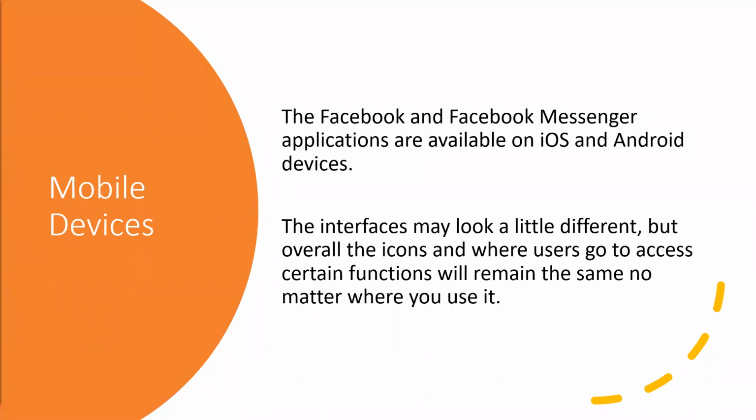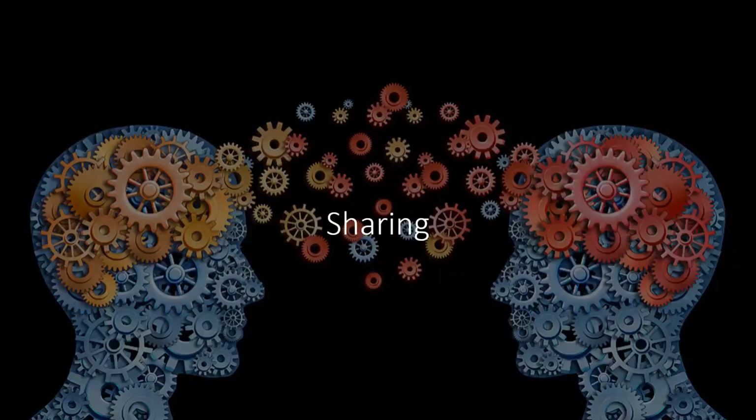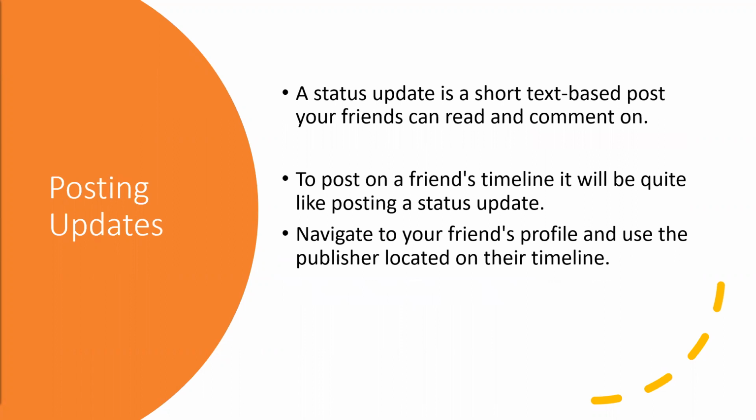All right, moving on to sharing. There are so many different ways that you can share on Facebook. So probably the oldest way of sharing on Facebook, that has been around for the past, I don't know, 15 years or as long as Facebook has, is posting updates. Now, a status update is a short, usually text-based post that your friends can read and comment on. When you post a status update, you just click in the text field of the publisher to post it, and it'll appear on your newsfeed, on your friend's newsfeed, as well as on your timeline.